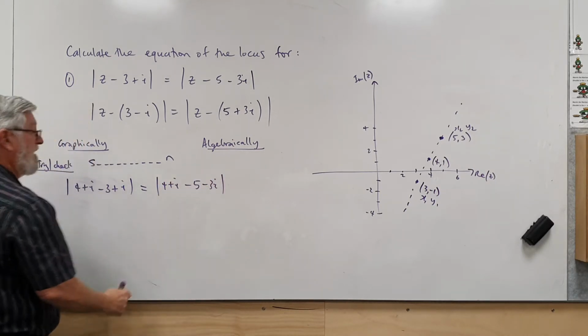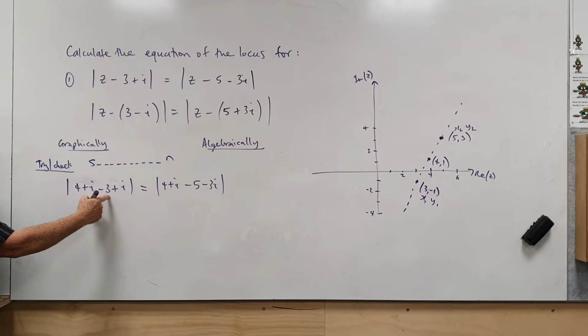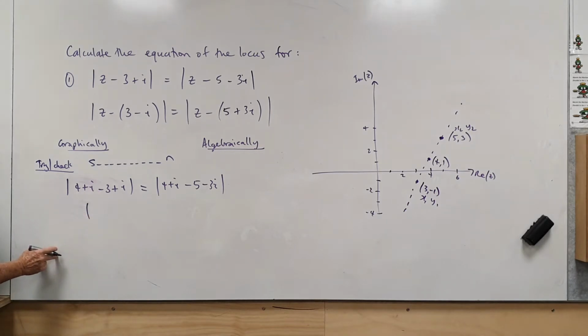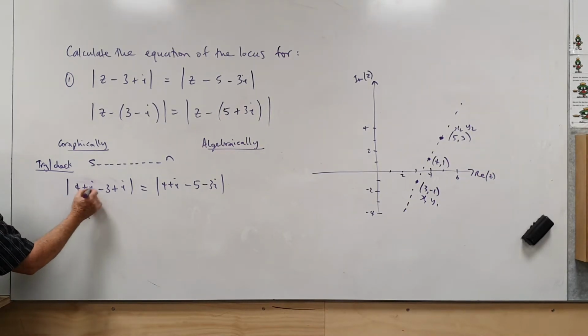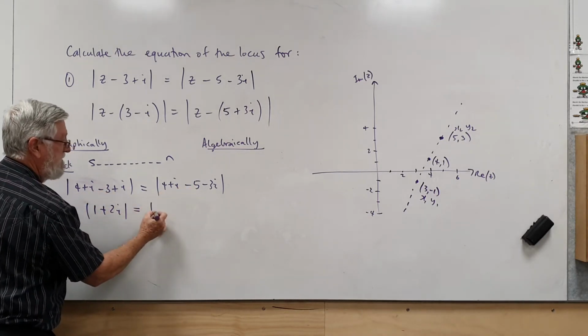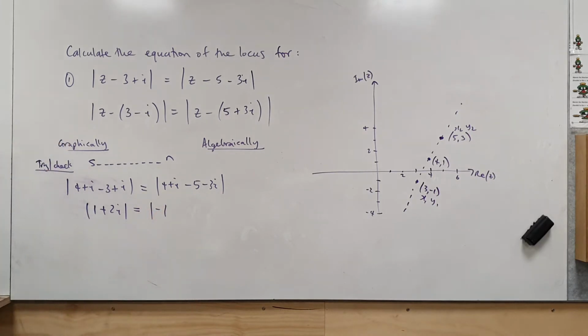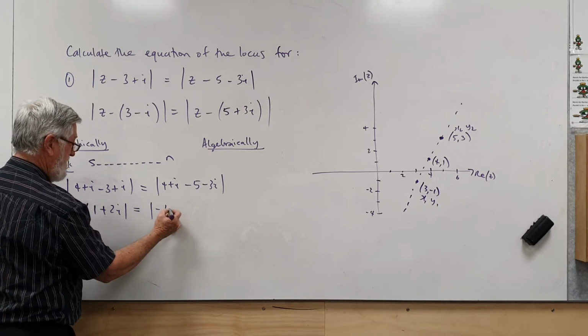Because a lot of people, they don't really take the concept in. So what's this going to be? 4 take 3 is? Come on, answer me, you rat bags. 4 take 3 is? 1. i plus i is? 2i. 4 take 5 is? Negative 1. Minus 1. And i take 3i is? Negative 2i.